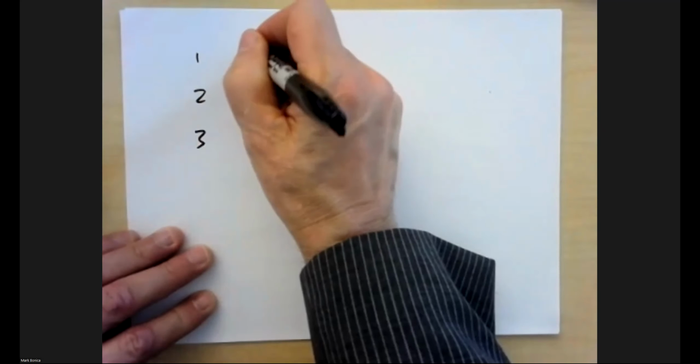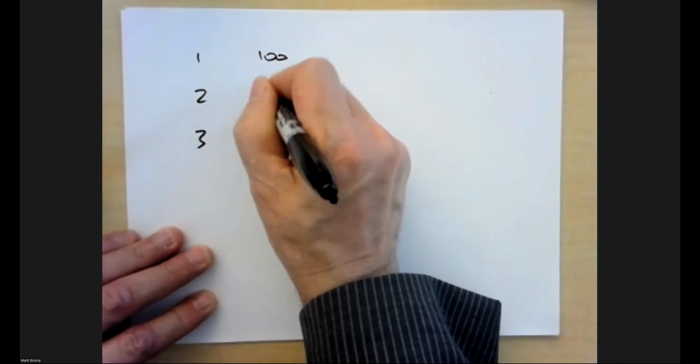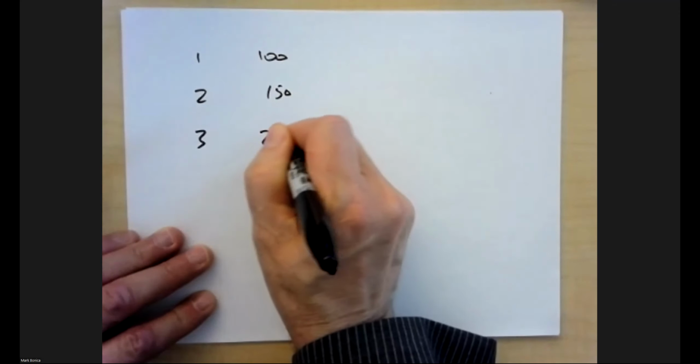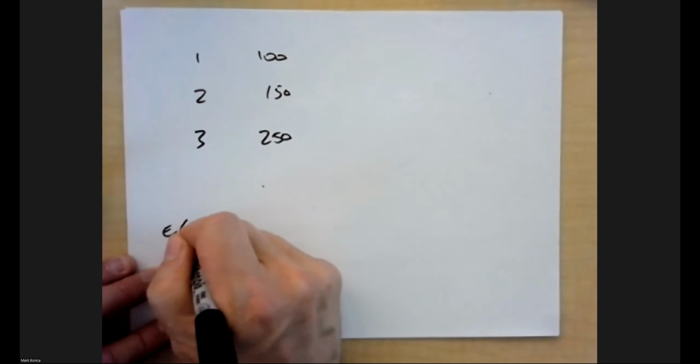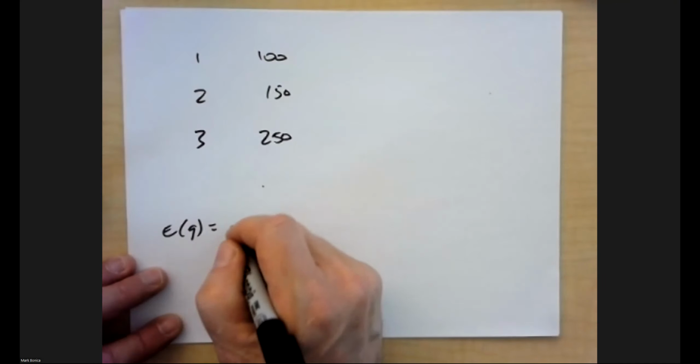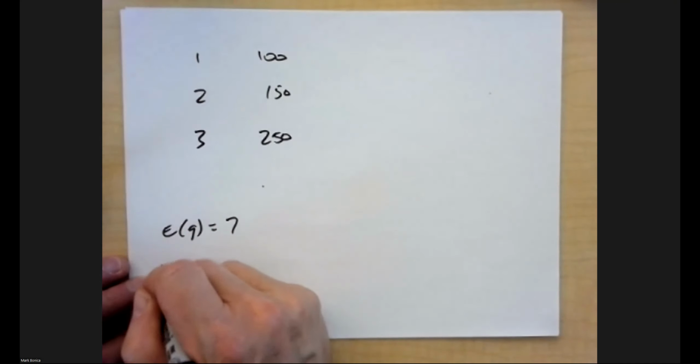Short one. The cash flows are 100, 150, 250. The growth rate is 7%. The required rate of return is 15%. What is the value of this company? The rapid growth phase is going to last 3 years, followed by constant growth of 7%.